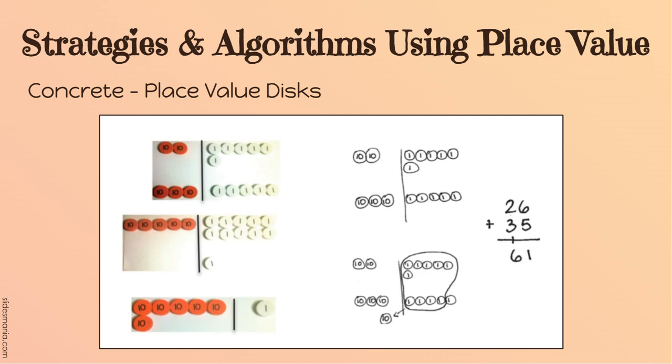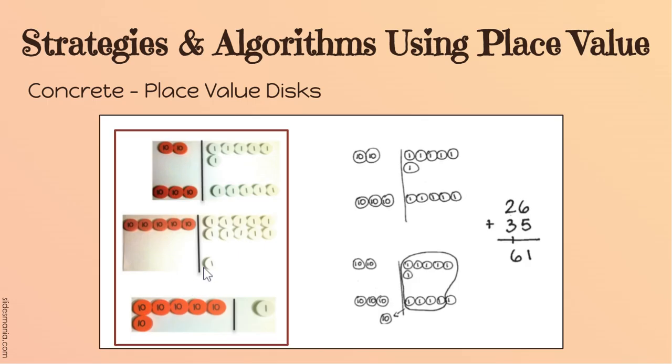We look in the ones place. When I push my ones together, I get 11 ones as shown in the second picture. We know that if I take 10 ones, I can regroup them or bundle them for an extra 10 as shown in the third picture, leaving 1 left over. And that gives me a total of 61. So we begin concretely with those place value discs.